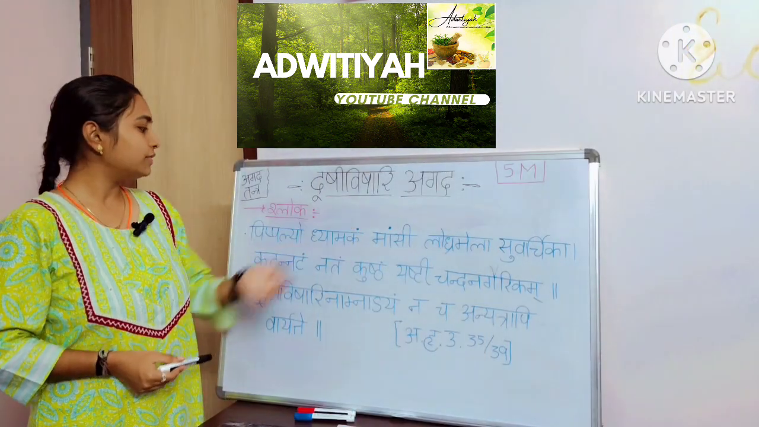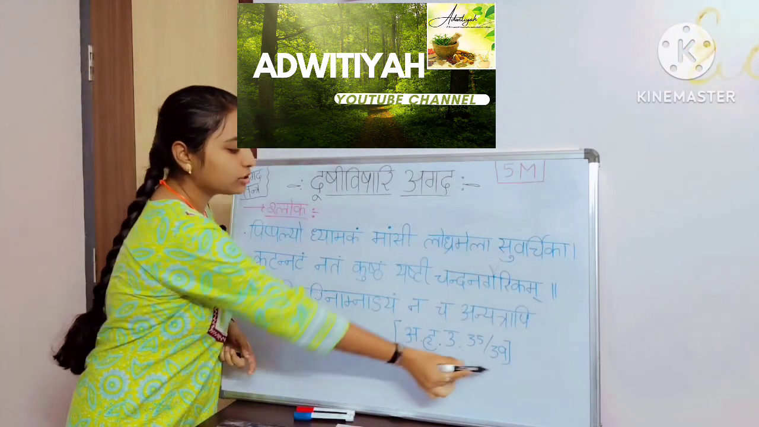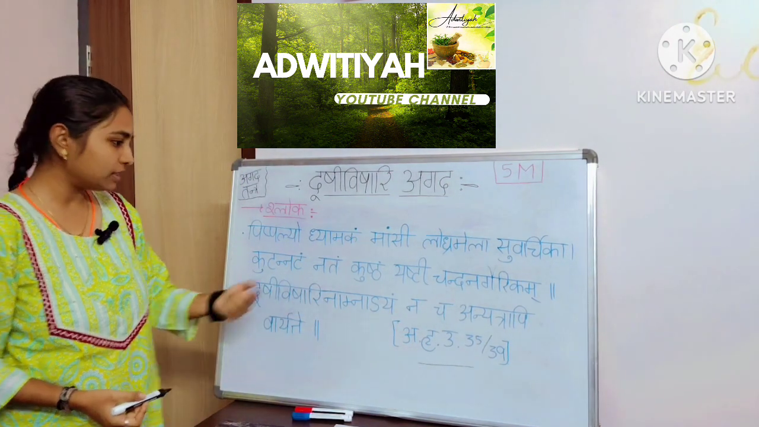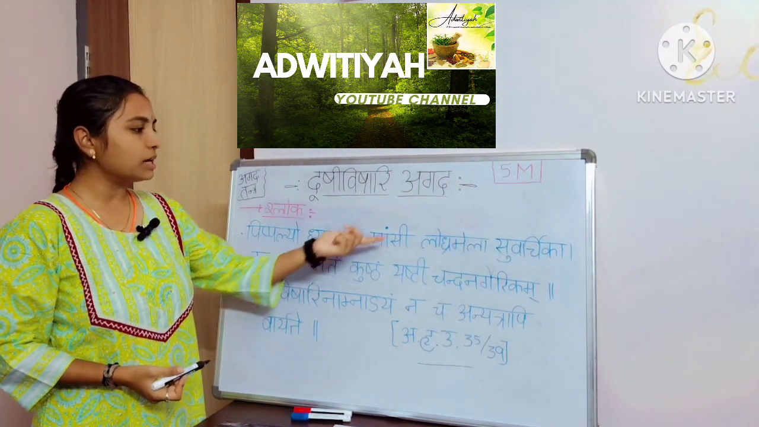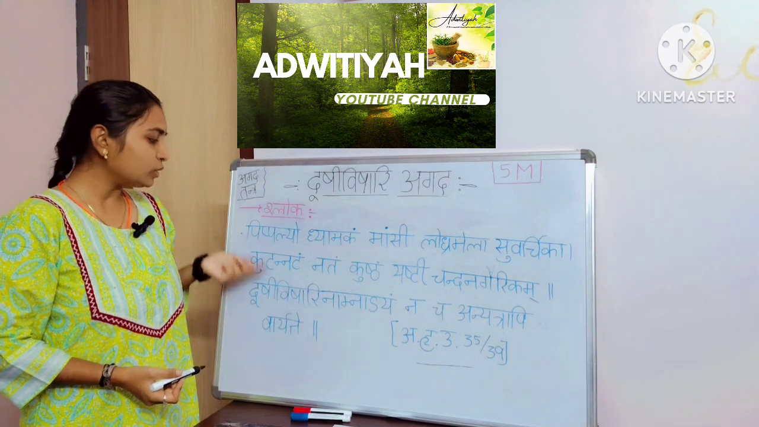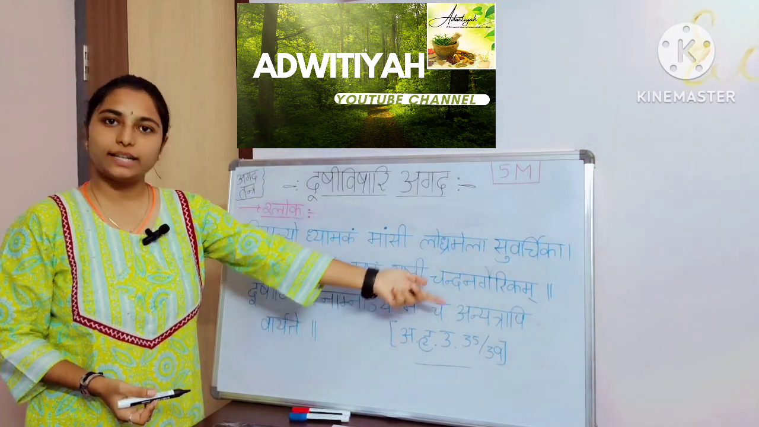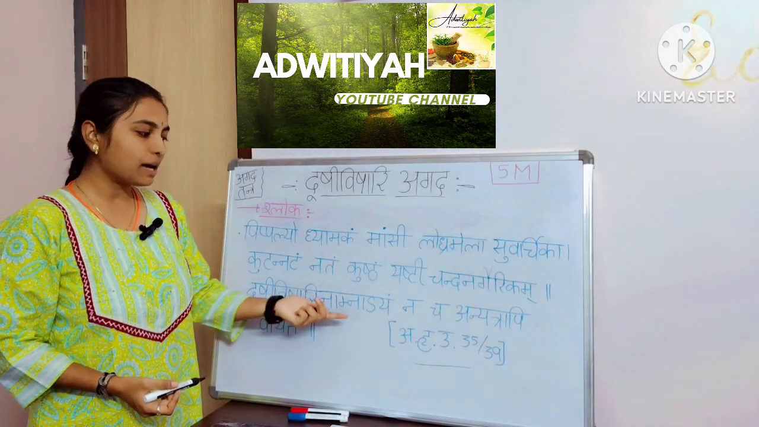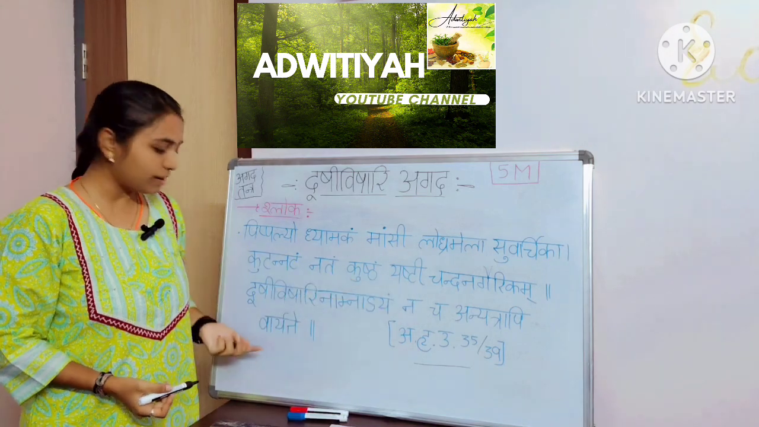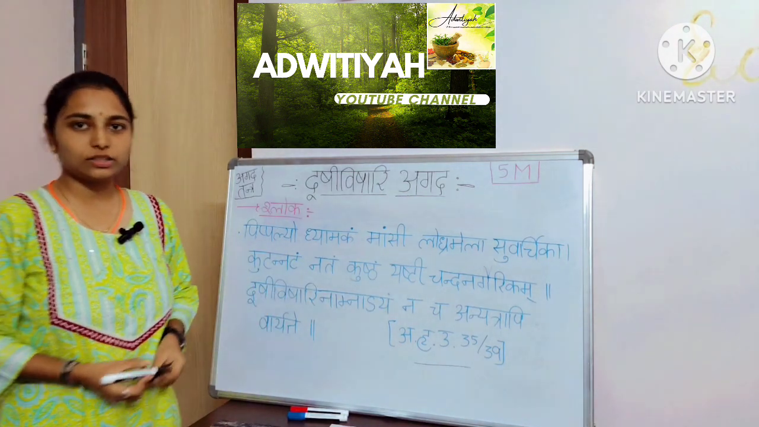Coming to the shloka of this, I have taken the reference of Ashtanga Hridaya Uttara Tantra 35th chapter 39th shloka. Pippalyu Dyamakam Mamsi Lodram Illa Suvarchika Kutan Natam Natam Kushtam Yeshti Chandana Gairikam Dushivishari Namna Ayam Na Cha Anyatrapi Varyate. This is the shloka from Ashtanga Hridaya Uttara Tantra.